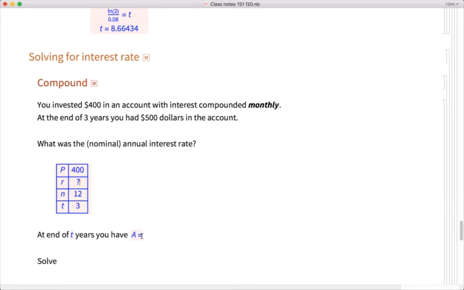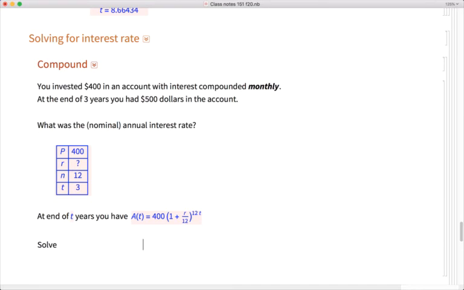Okay, so the general formula here, and this is 400. Again, it was monthly, so the interest rate is unknown. It's a decimal, but it's unknown. And then this is 12t. So what we've been told is that at the end of 3 years, the amount is $500. So A of 3 is 500.